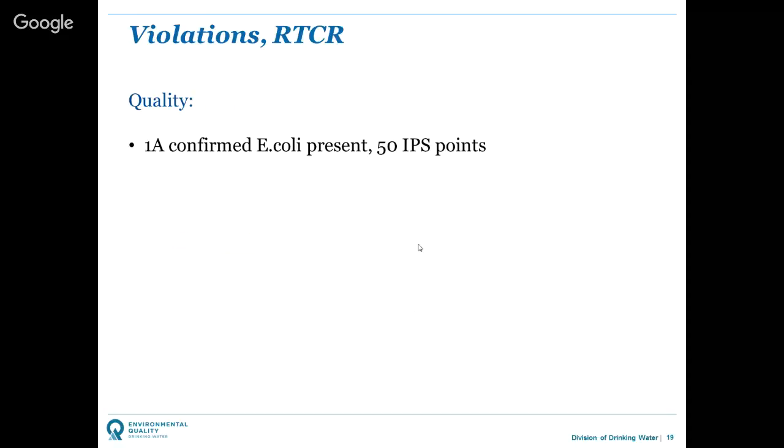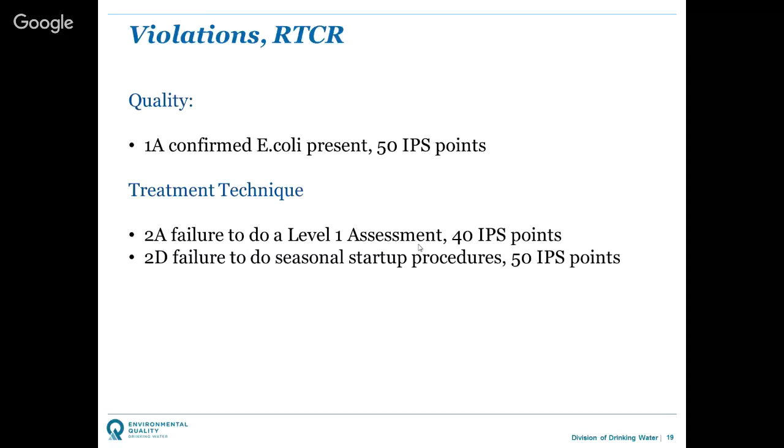Quality, a 1A is a confirmed E. coli present. That's 50 IPS points. Treatment technique, a 2A is a failure to do a level 1 assessment. That's 40 IPS points. So you just didn't do the level 1. 2D is a failure to do the seasonal startup procedure. That's also 50 points.